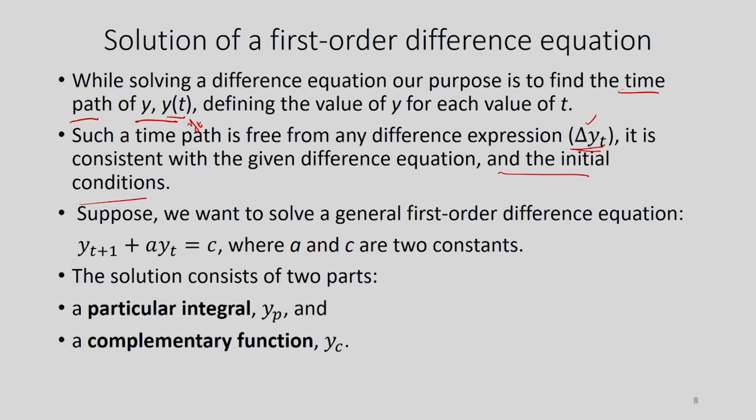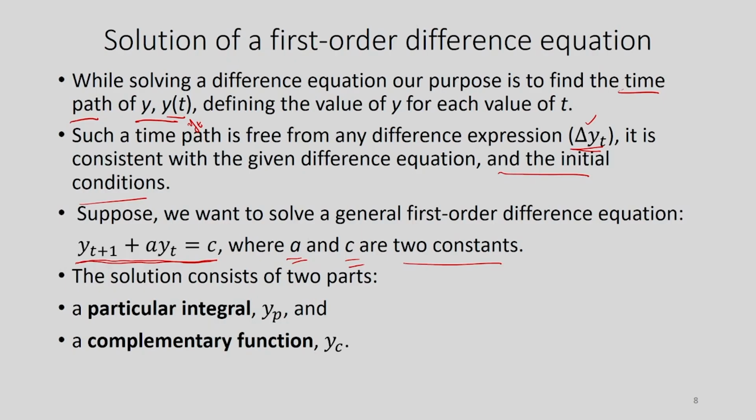Okay, suppose we want to solve a general first order difference equation of this form: yt plus 1 plus a yt is equal to c, where a and c are two constants. So, these are given to us. We know the value of a, we know the value of c, and the difference equation is this: yt plus 1 plus a yt is equal to c. All right, we have to solve this.